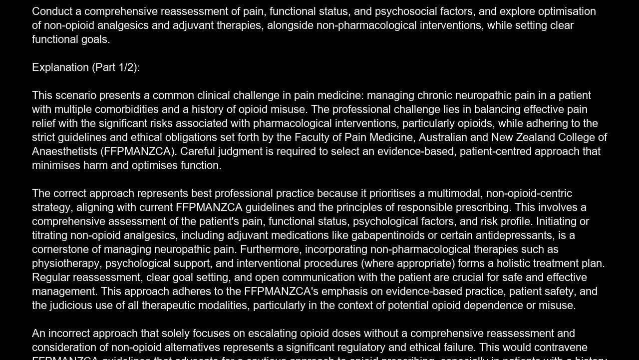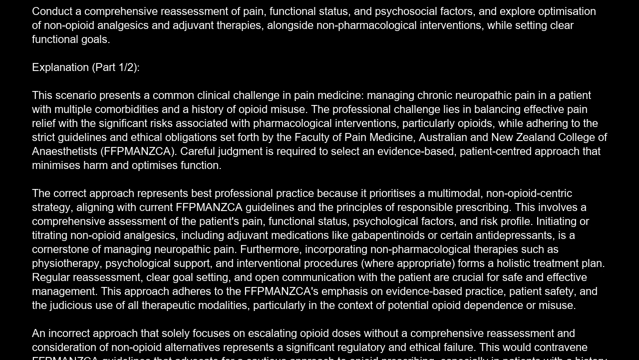Initiating or titrating non-opioid analgesics, including adjuvant medications like gabapentinoids or certain antidepressants, is a cornerstone of managing neuropathic pain. Furthermore, incorporating non-pharmacological therapies such as physiotherapy, psychological support, and interventional procedures, where appropriate, forms a holistic treatment plan. Regular reassessment, clear goal setting, and open communication with the patient are crucial for safe and effective management. This approach adheres to the FFP-Manska emphasis on evidence-based practice, patient safety, and the judicious use of all therapeutic modalities, particularly in the context of potential opioid dependence or misuse.